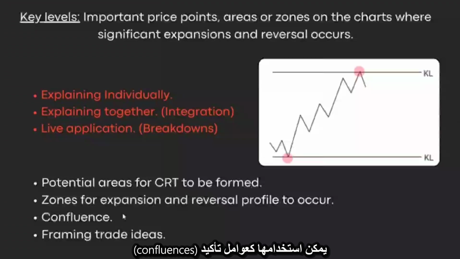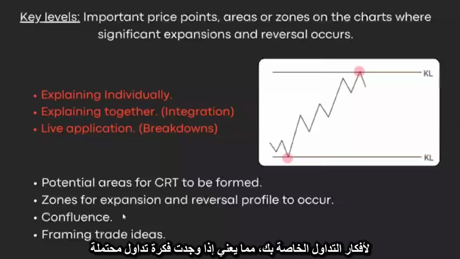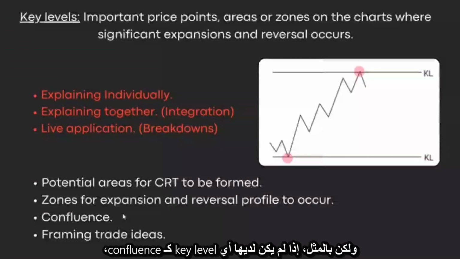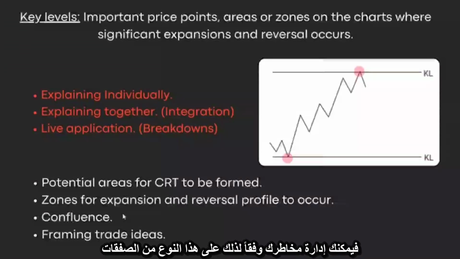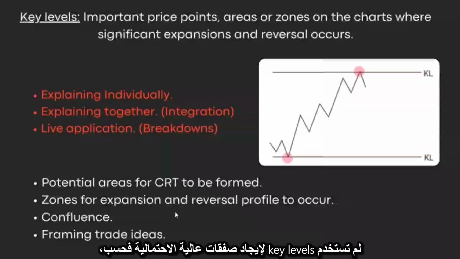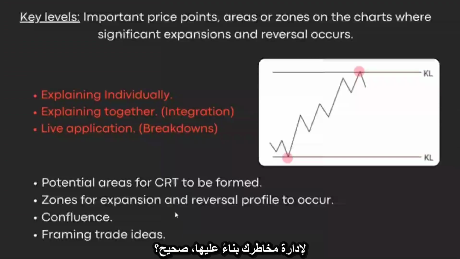They can be used as confluences for your trade ideas, meaning if you found a potential trade idea and it has a key level as a factor, then you can potentially regard that idea as a high quality trade or an A plus setup. But similarly, if it doesn't have any key level as a confluence, then you can manage your risk accordingly on those sorts of trades and trade them accordingly. So you can see how you can use key levels to manage your risk, right? Not only can you use key levels to find high probability trades, but you can also use them to manage your risk based off of them, right?